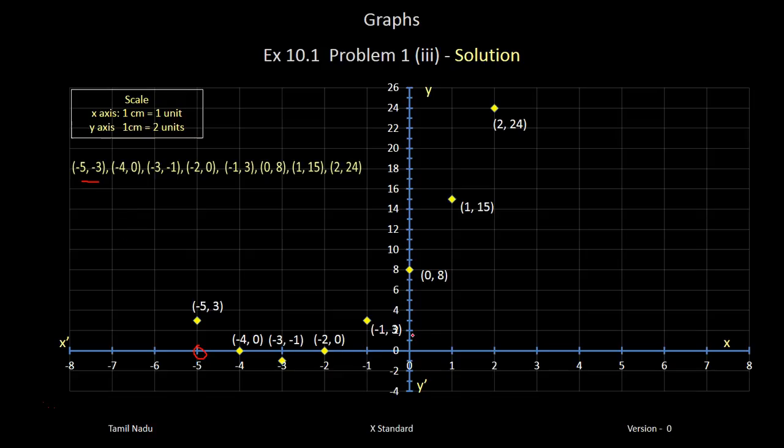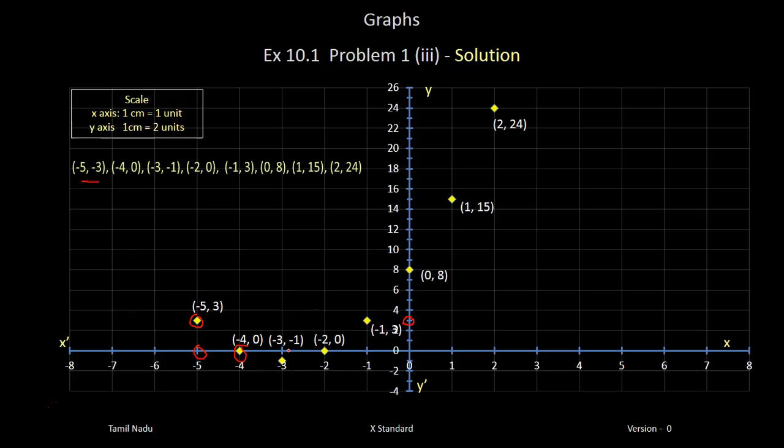So this is 0, this is 2 and this is 4. So 3 is the midpoint between 2 and 4. You come along this horizontal line and you go up on this side. The meeting point is our (-5, 3). Next is (-4, 0). Along the x-axis it is -4, and the y-axis value is 0, which means the point is on the x-axis. So this is the point. Remember, x is equal to -4 was one root. The next one is (-3, -1).